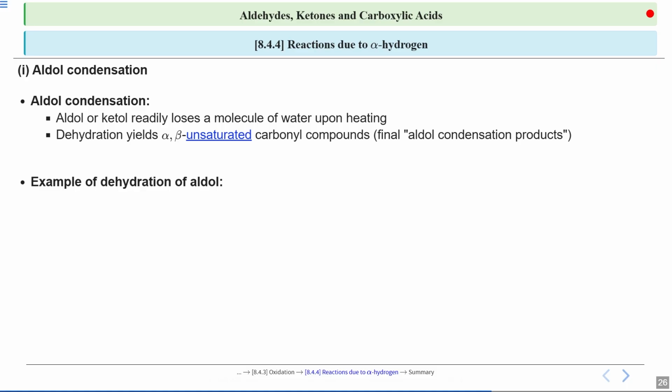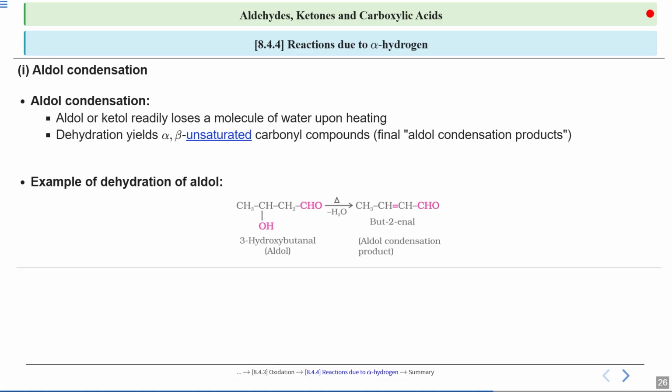As an example of dehydration, if you look at this particular reaction, this is the aldol product which we have got, that is, on the beta carbon a hydroxy group is attached. When a dehydration process occurs, that is, removal of water, you will get an aldol condensation product. There will be a double bond between the alpha and the beta carbon. Alpha carbon is the carbon next to the carbonyl group, and adjacent to the alpha carbon there is the beta carbon. So you will get but-2-enal, and this is the final product.